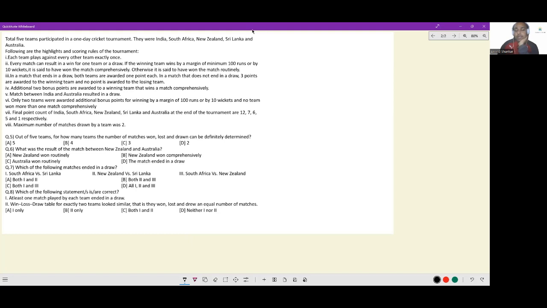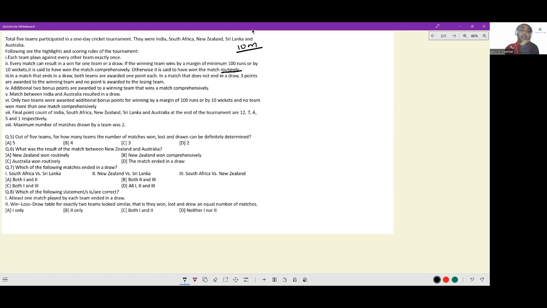Each team plays against every other team exactly once. 5 teams, everyone plays against each other exactly once. So there are 10 matches. Every match can result in a win for one team or a draw. If the winning team wins by a margin of minimum 100 runs or by 10 wickets, it is said to have won the match comprehensively. Otherwise, it is said to have won that match routinely. So even within wins, there are two cases. Either you win the match comprehensively or you win the match routinely.